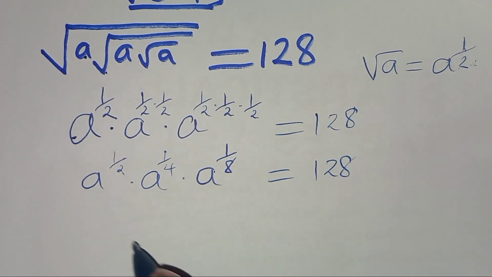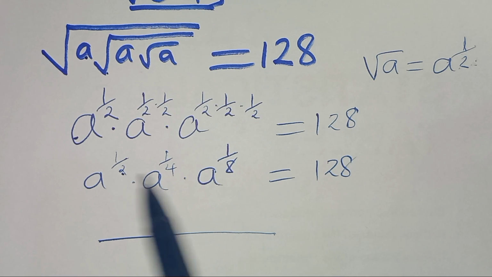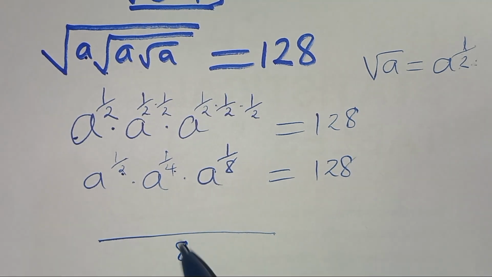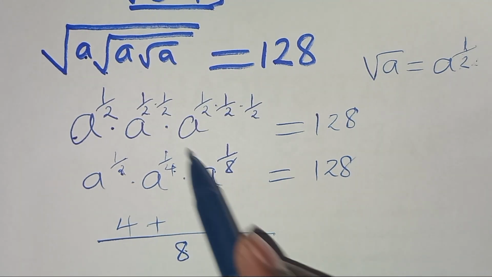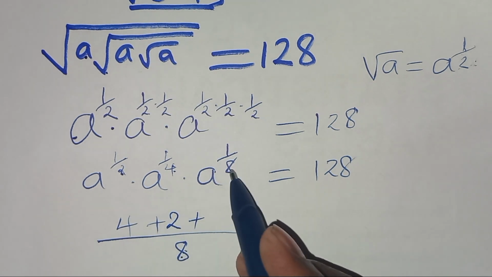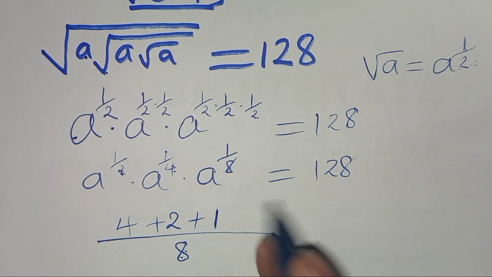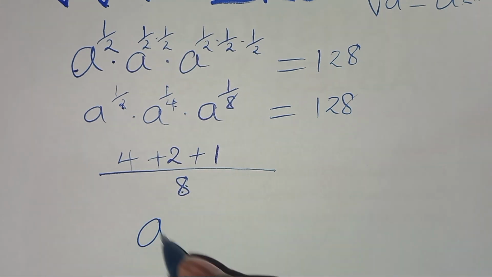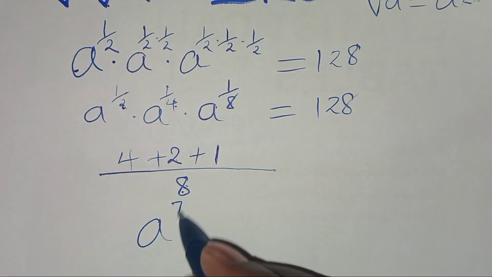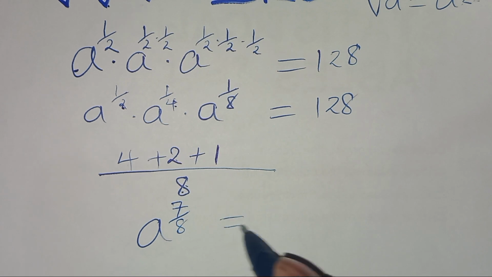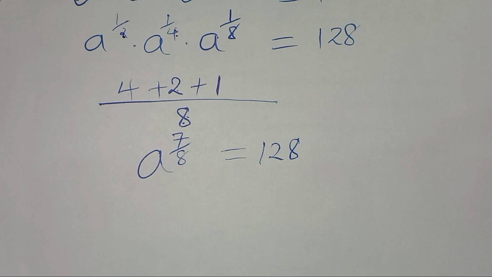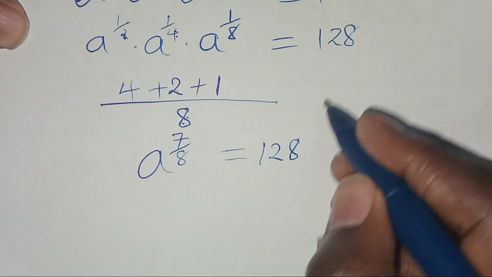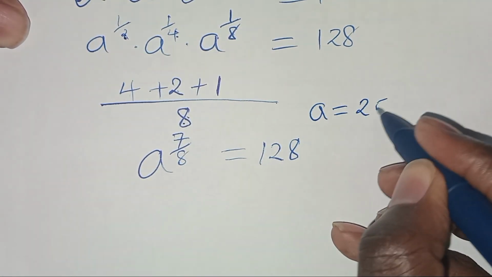So let's get the LCM quickly. The LCM of 2, 4, 8 is 8. So 8 divided by 2 is 4, plus 8 divided by 4, which is 2, plus 8 divided by 8, which is 1. So basically we'll have a to power 4 plus 2 plus 1, this is 7, divided by 8, equal to 128.